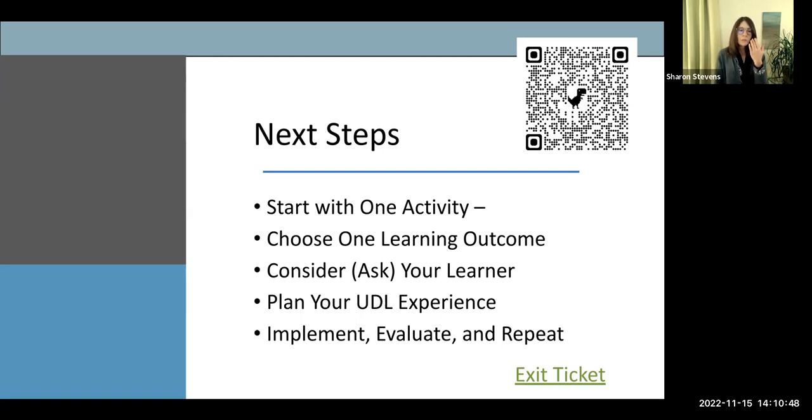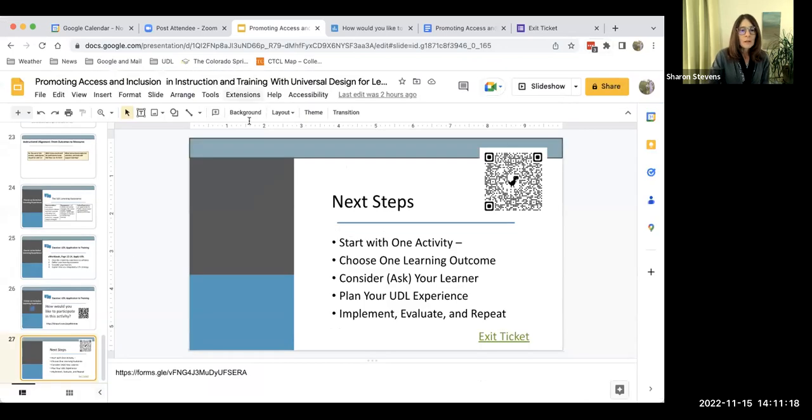Choose one learning objective. Consider the audience. You can ask your audience. You can give a survey to your learners to get an idea of where they're at and what their preferences are, and then plan your UDL experience. It may not go perfect the first time, and that's okay. Implement, evaluate, repeat. It's a learning experience, a learning process, and that experience may be different each time that you do that.